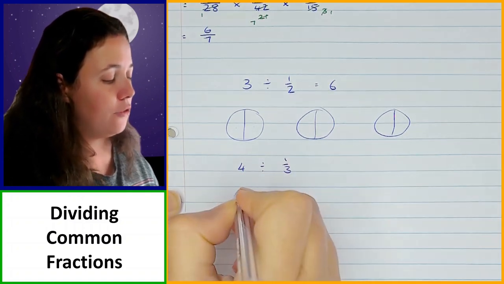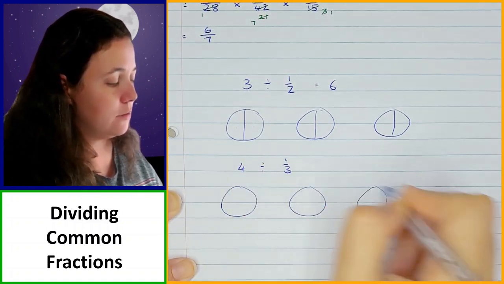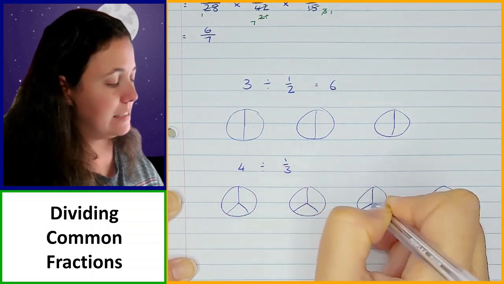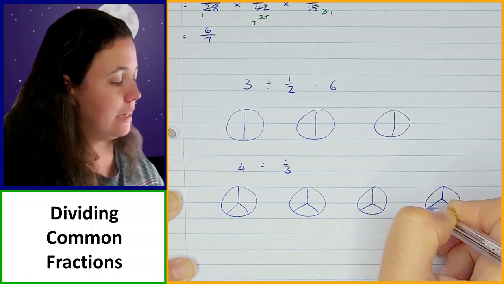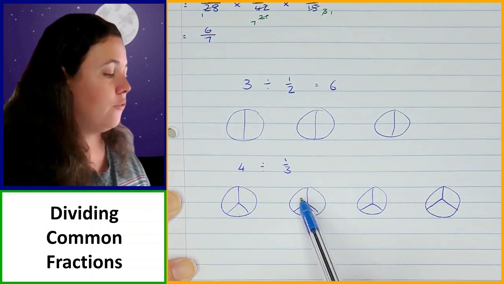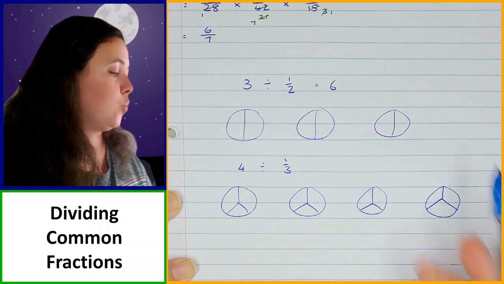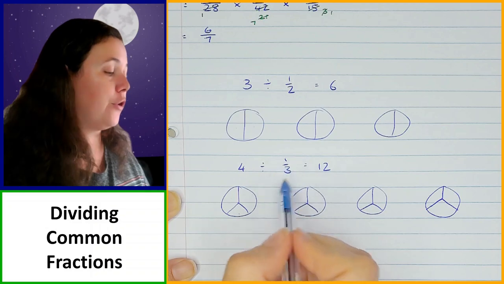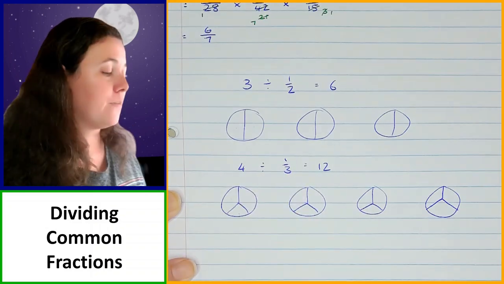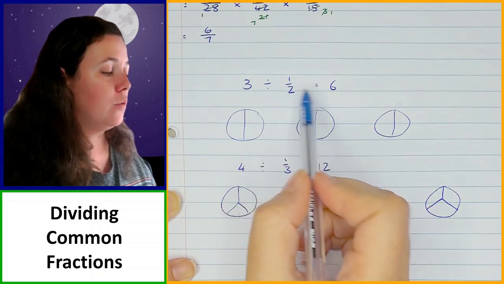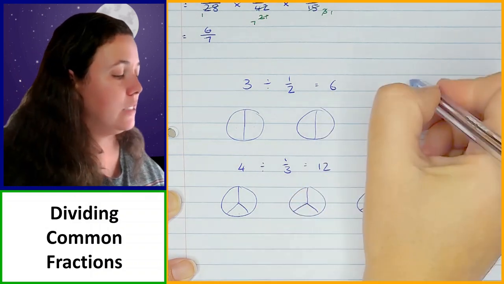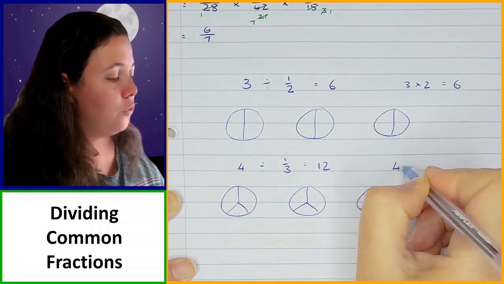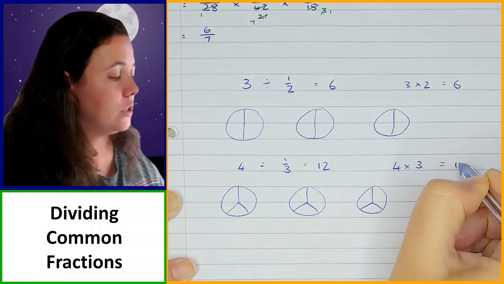Okay, so let's take 4 circles and divide them all up into thirds and see how many thirds there are in 4. So here I've got 1, 2, 3, 4, 5, 6, 7, 8, 9, 10, 11, 12, and that gives me 12. So there are 12 thirds in 4. Now, this over here, I could have got that same answer if I had said 3 times 2, it also gives me 6. And over here, 4 times 3 also gives me 12.